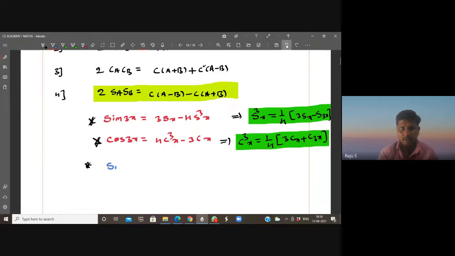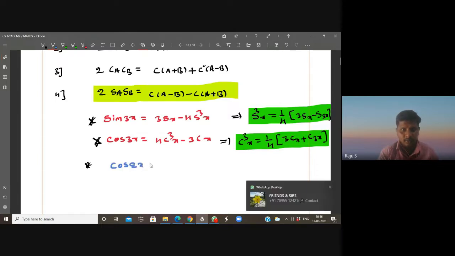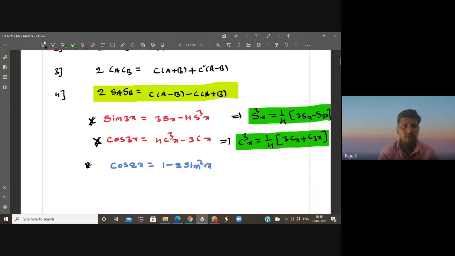I'll take cos 2x. Cos 2x we can write in two ways: 1 minus 2 sine square x, which implies sine square x is equal to 1 minus cos 2x whole divided by 2. That you can write as 1 by 2 times of 1 minus cos 2x.